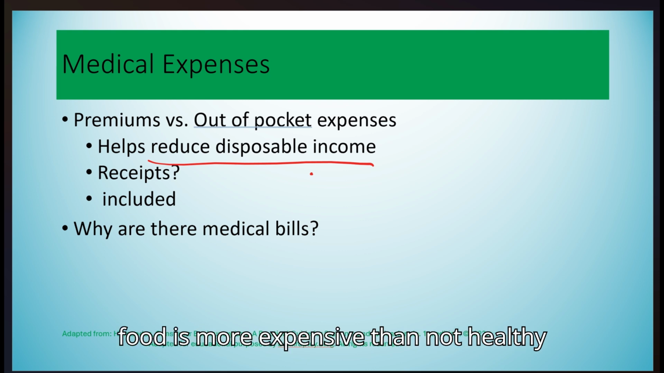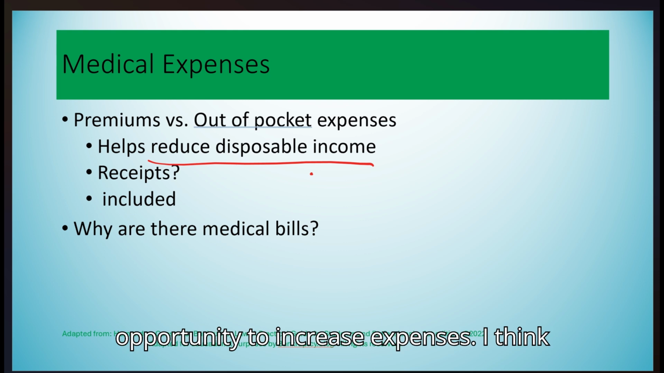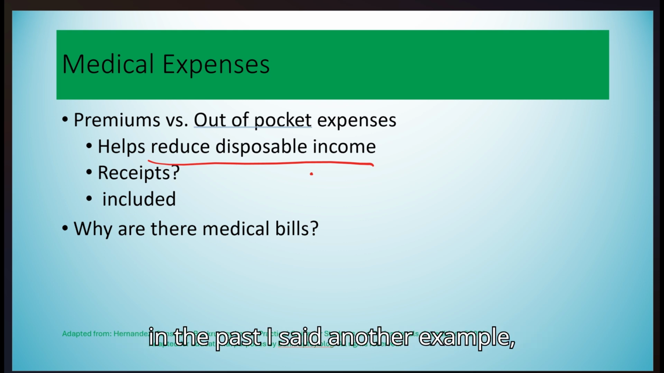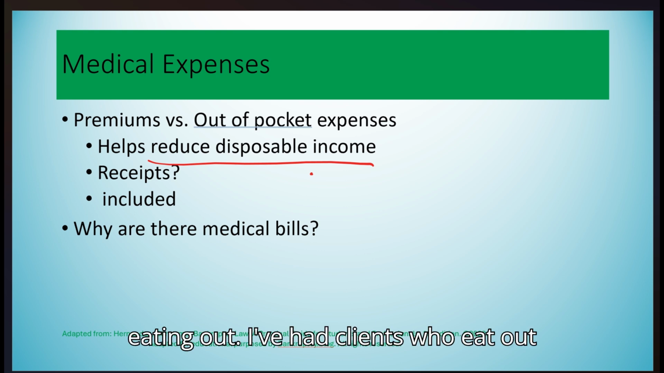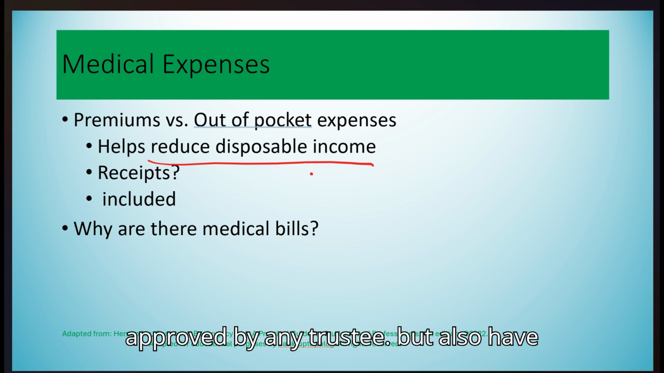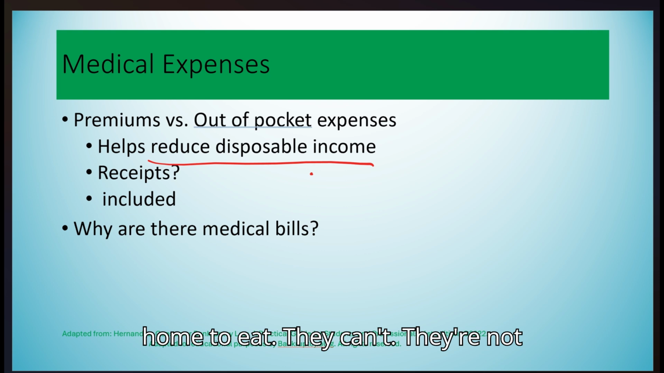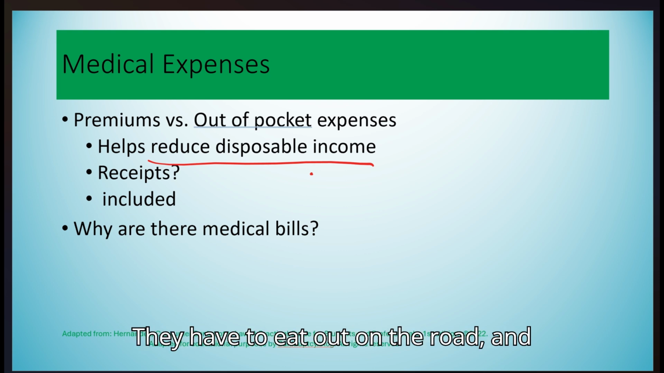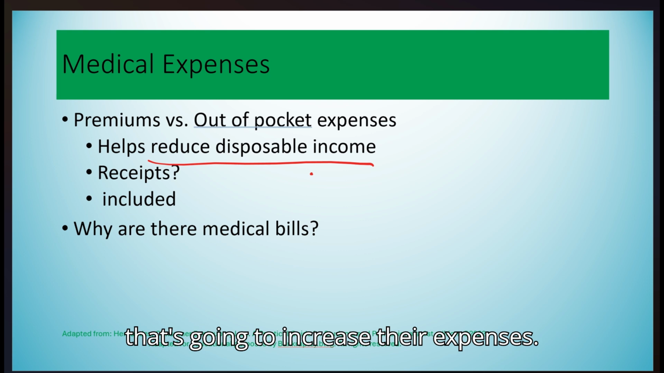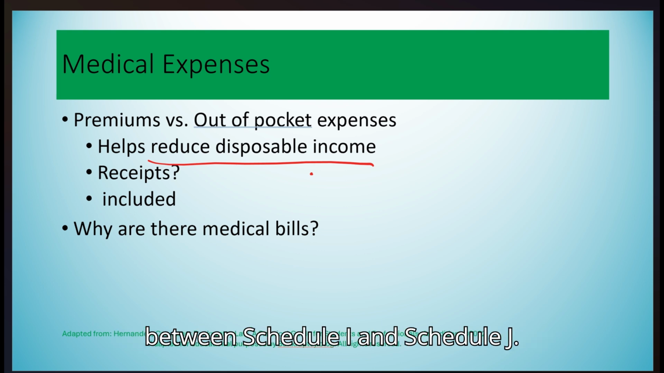And the fact is, healthy food is more expensive than junk food. So that does give the opportunity to increase expenses. I think in the past I said, another example, eating out. I've had clients who eat out too much. $500 is not going to be approved by any trustee, but I also have clients who are cops. And cops don't go home to eat. They're not going to go back to the station to eat. They have to eat out on the road, and that's going to increase their expenses. So those are good ways to increase disposable income and decrease that gap between Schedule I and Schedule J.